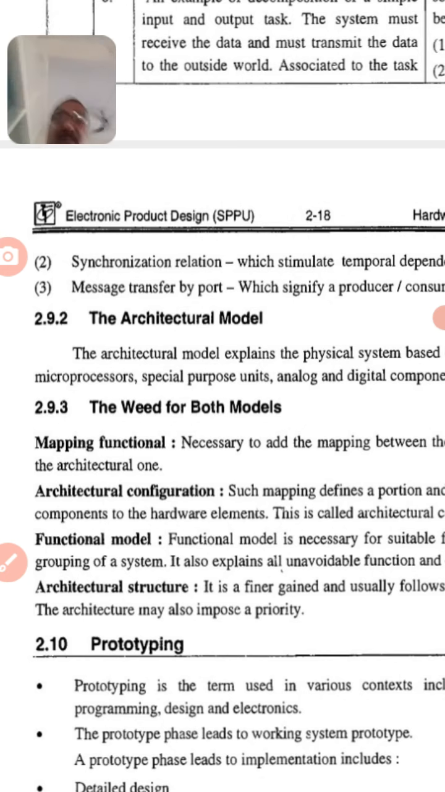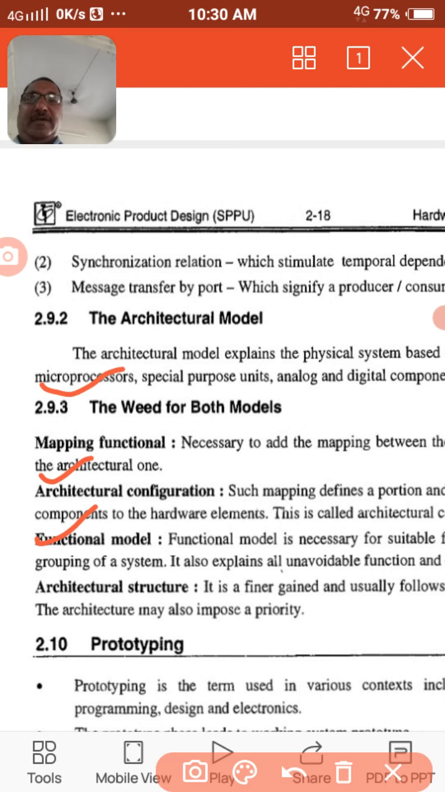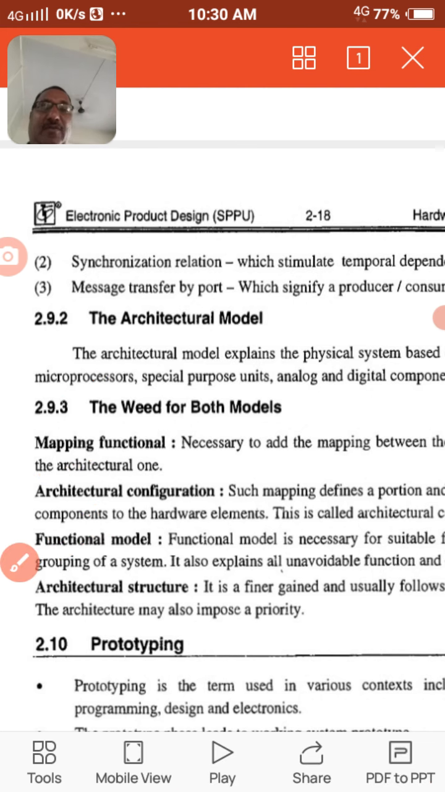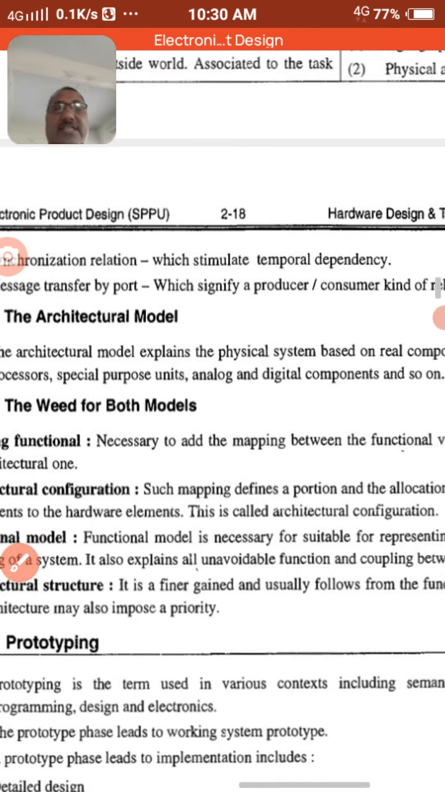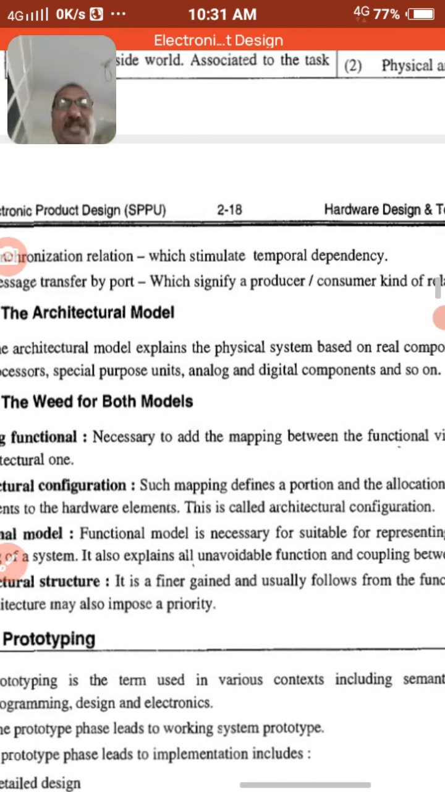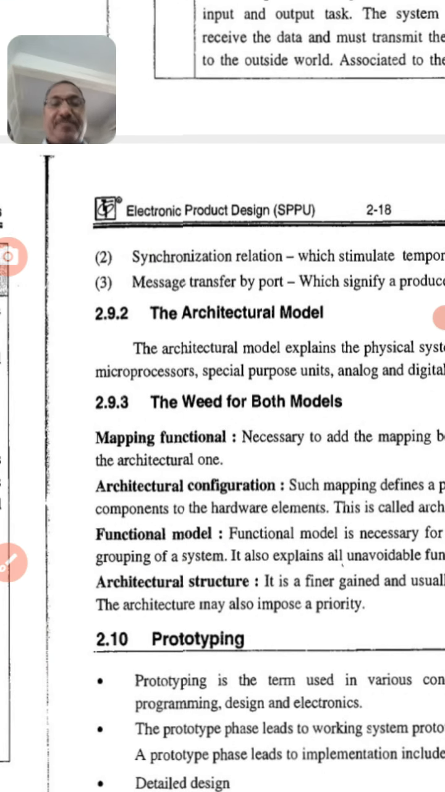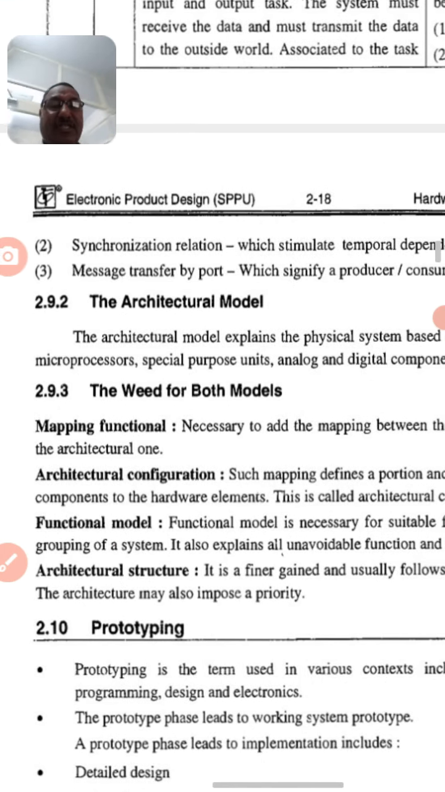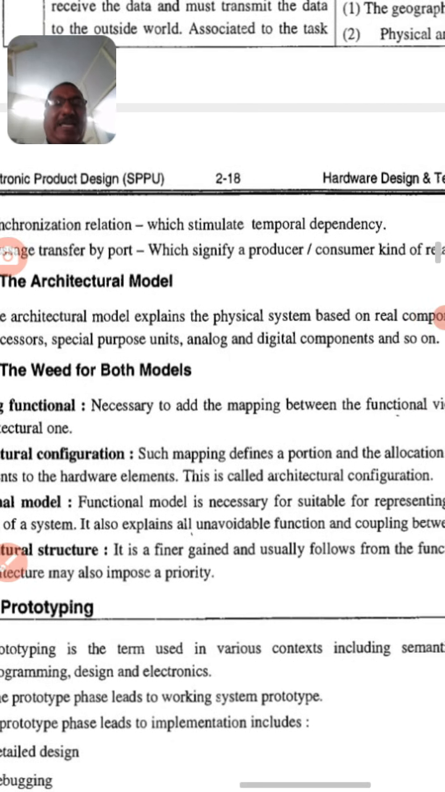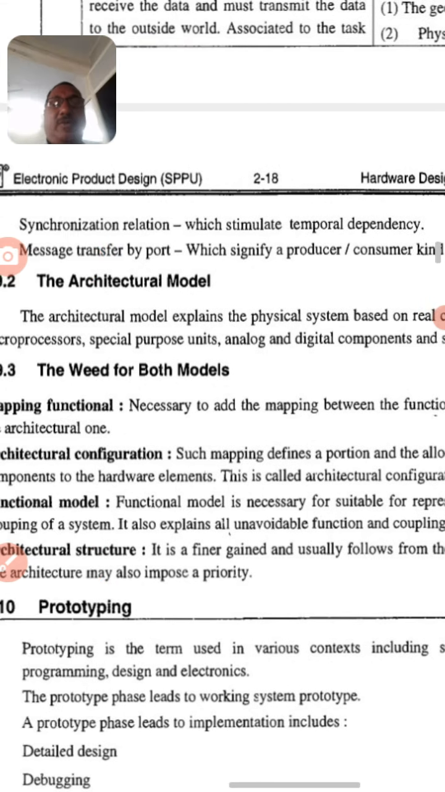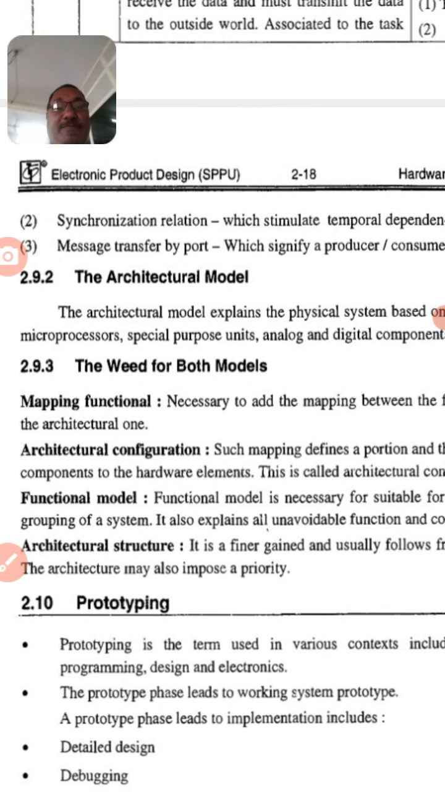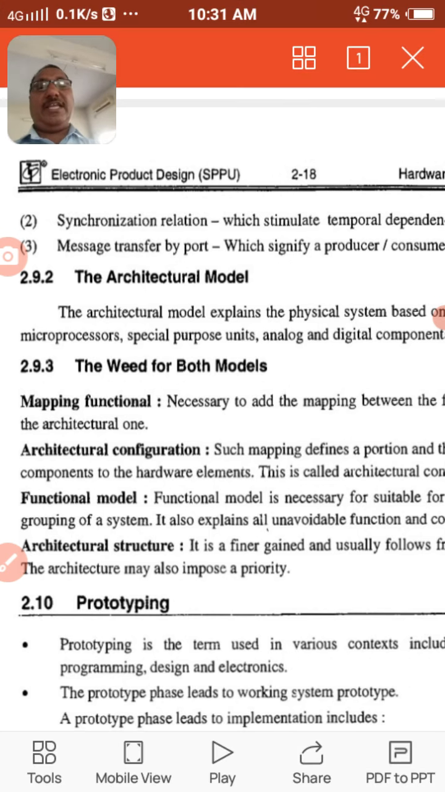Then another point: the functional model is suitable for representing the internal grouping of the system. And the architectural structure is finer grained and usually follows from the functional model. So the functional model is a block diagram and the architectural model is a circuit diagram, which is finer than the functional diagram. We will see the next part in the next lecture. Thank you.